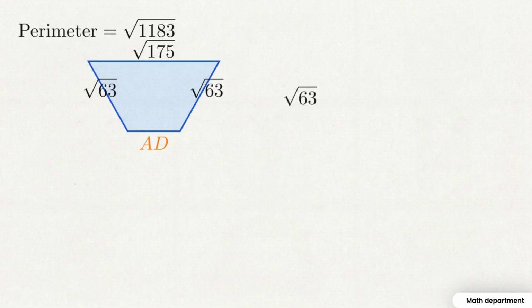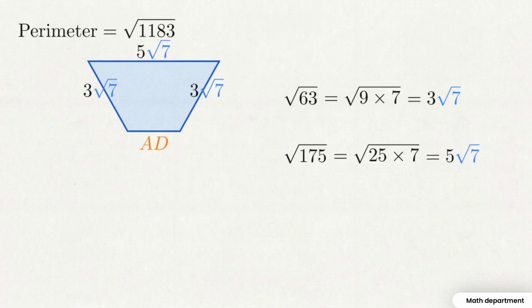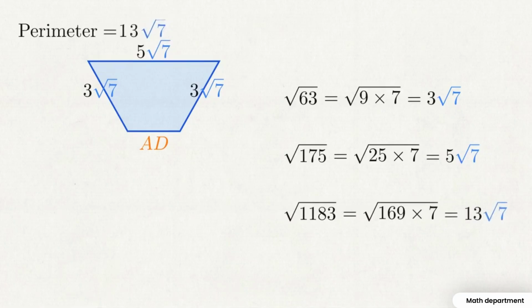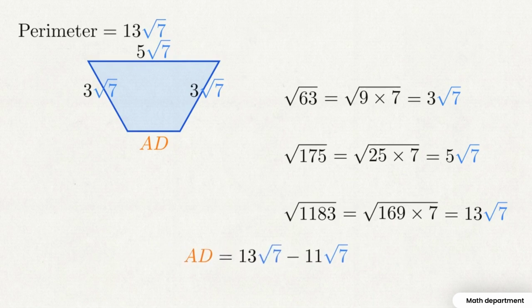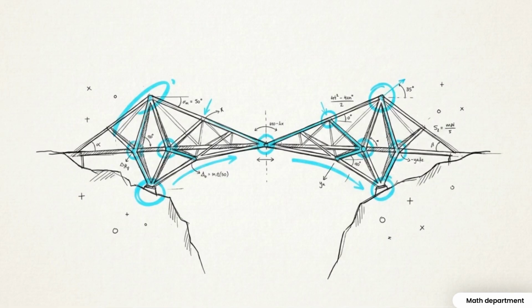First, simplify everything. Root 63 becomes 3 root 7. Root 175 is 5 root 7. And that massive total perimeter factors down perfectly to 13 root 7. Add the known sides together to get 11 root 7. Subtract that from the total perimeter, and our missing side, AD, is exactly 2 root 7 centimeters. Mastering radical operations allows you to solve structural problems with total precision, completely avoiding the need for rough estimates.